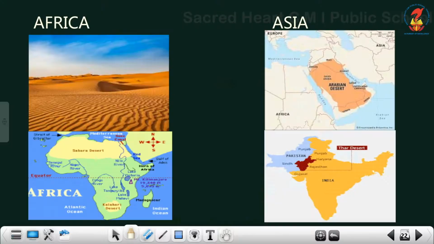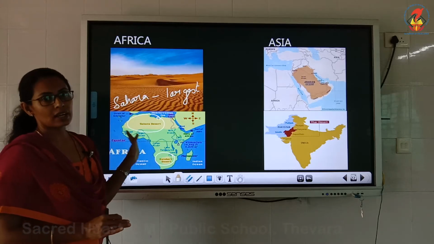Now the next important deserts are in Africa. This is the Sahara Desert. It's a very important one. And another one is Kalahari Desert. Sahara Desert and Kalahari Desert are the two important deserts in Africa. This Sahara Desert is the largest desert in the world. This is Sahara and this is Kalahari. Names should be studied, very important.